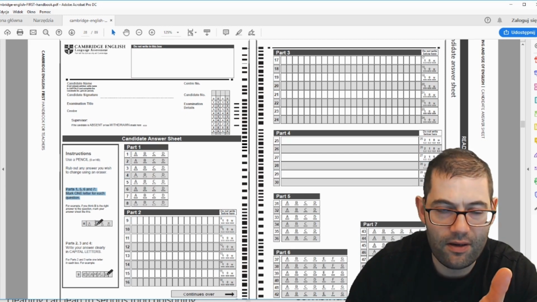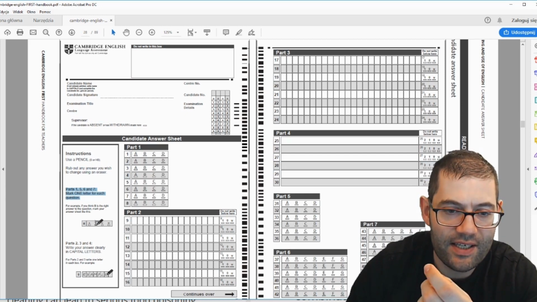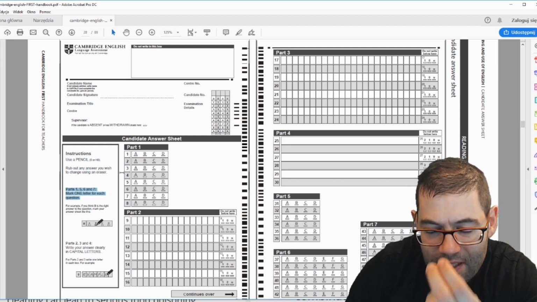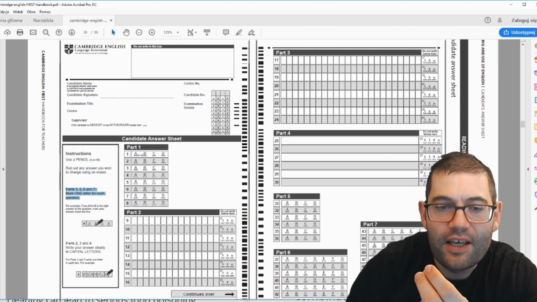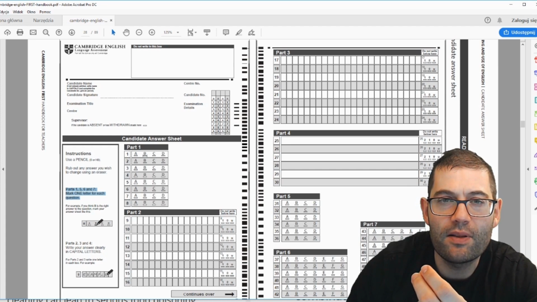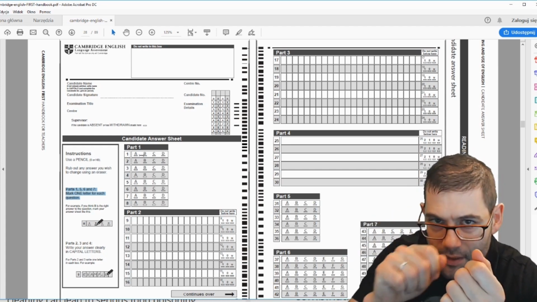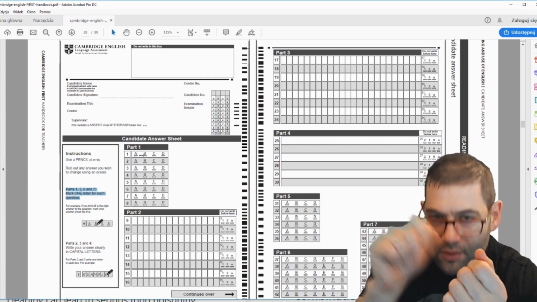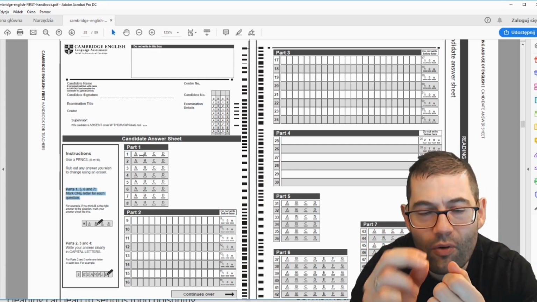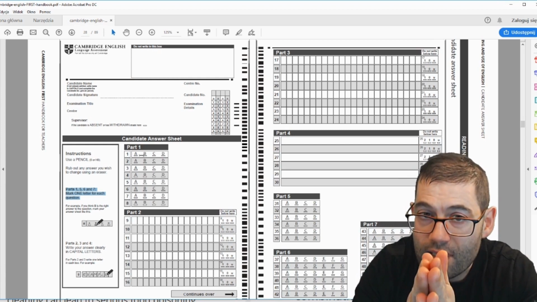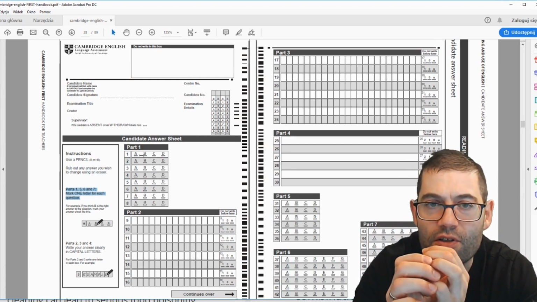I know this is a bit like holding your hand, maybe I'm overstating this a little bit, but you wouldn't believe the amount of people who make mistakes with this. You've got to colour in the little box below the letter to identify that as the letter you have chosen. You're not circling, you're not crossing, you're not ticking. This is the wrong way to identify an answer. The only correct way is to colour in one of those boxes.